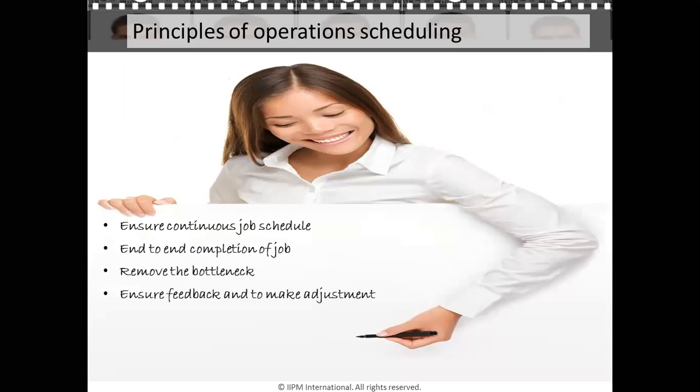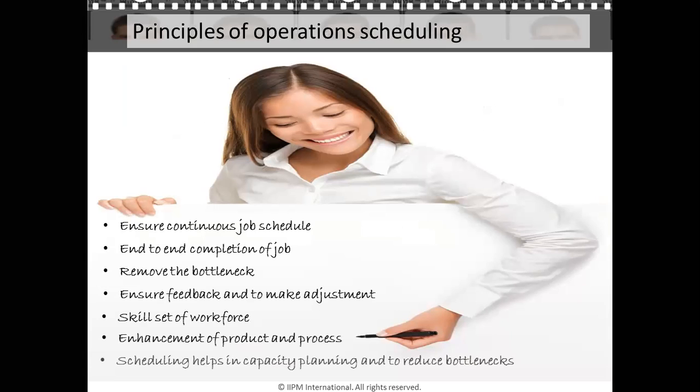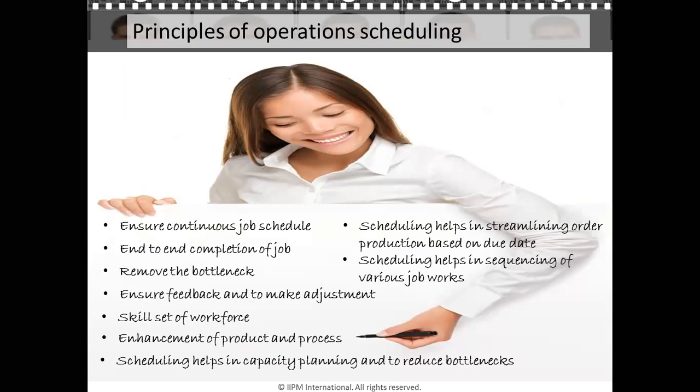What are the principles of operation scheduling? To ensure continuous job schedule, end-to-end completion of job, remove the bottleneck, ensure feedback and make adjustments, skill set of workforce, enhancement of product and process. Scheduling helps in capacity planning and to reduce bottlenecks. Scheduling helps in streamlining order promotion or production based on due date. Scheduling helps in sequencing of various job works.